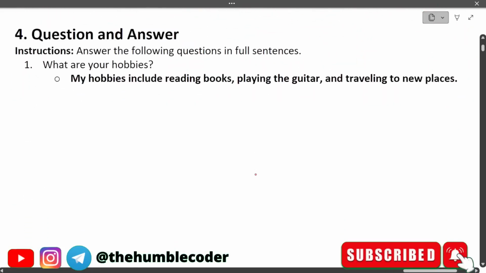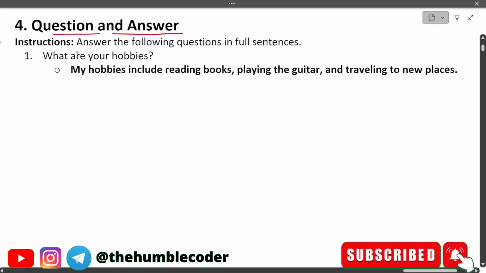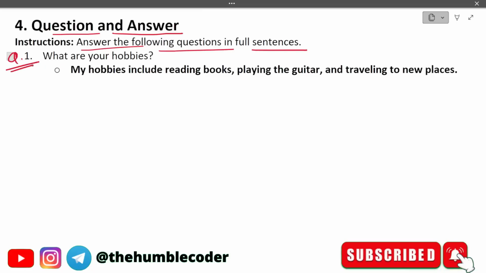Moving on to the next set of questions, wherein the type of question is question and answer. Let's read the instruction. Answer the following questions in full sentences. Okay, so see, this is our question. Basically, you will be asked a question and you don't have any answer with you. You need to create that answer yourself on the go and then read it out. Okay, you do not have to type these types of questions, you have to read it. So let's practice these kinds of questions.